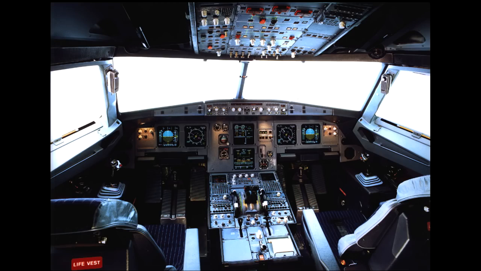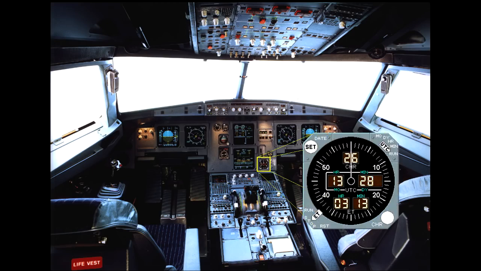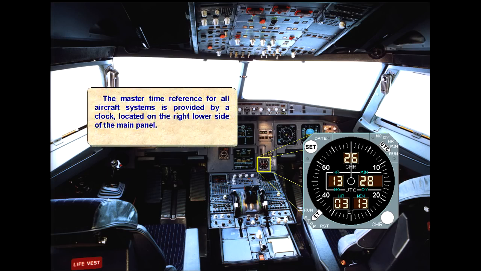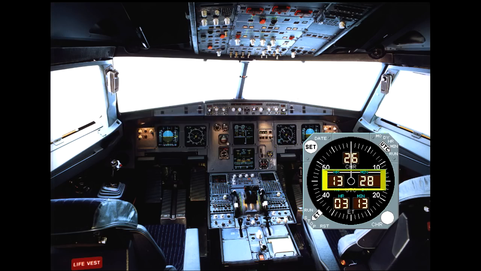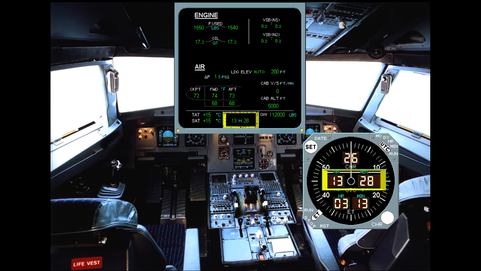The master time reference for all aircraft systems is provided by a clock located on the right lower side of the main panel. The time is also displayed at the bottom of the system display.